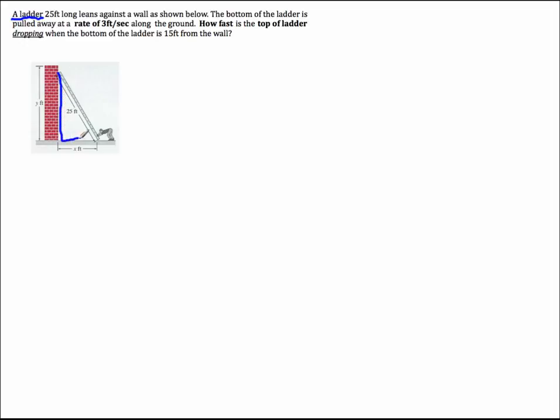So here's my right triangle, and identify what particular measurements are constant. That means they remain the same. In this case, the ladder is 20 feet long. So this particular ladder right here will never change. It remains 25 feet.